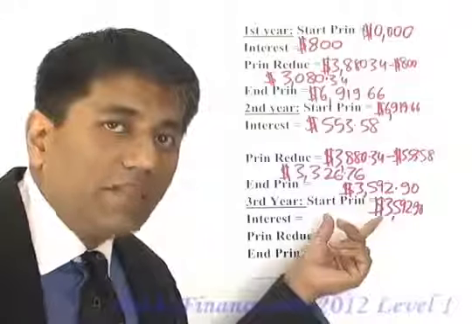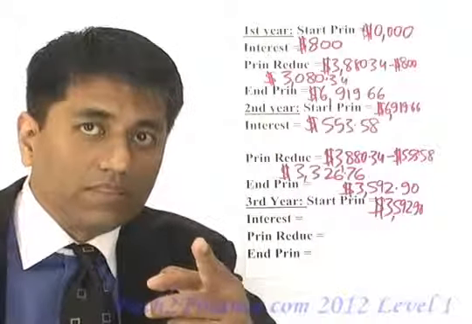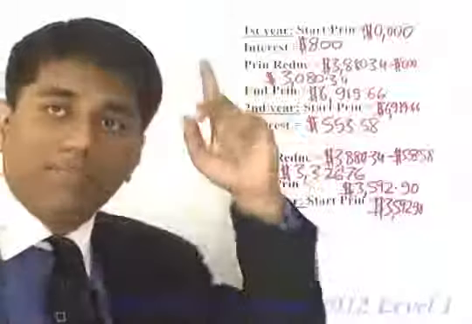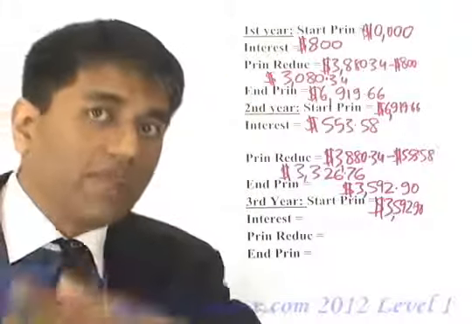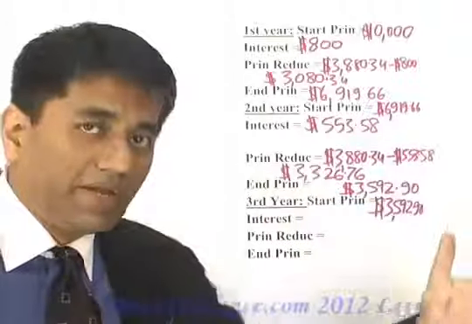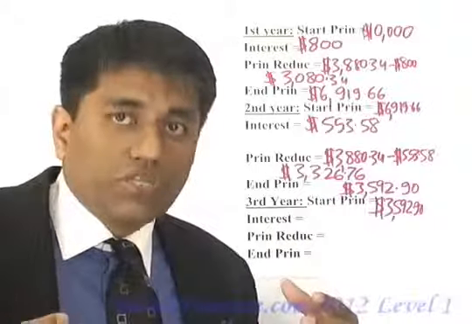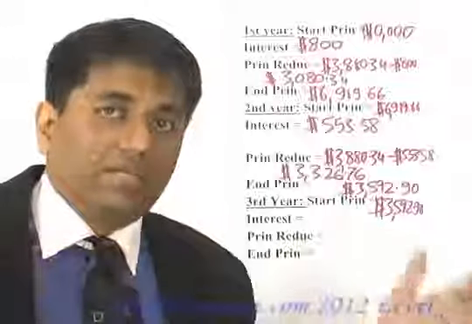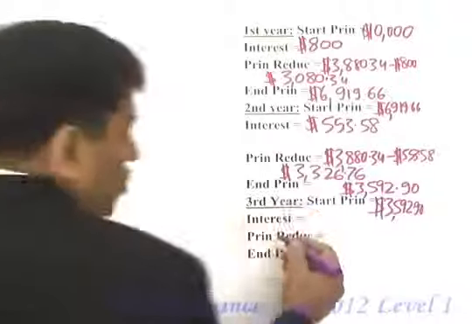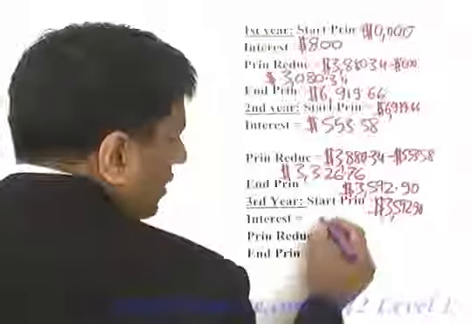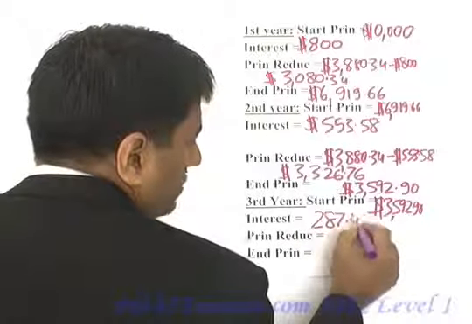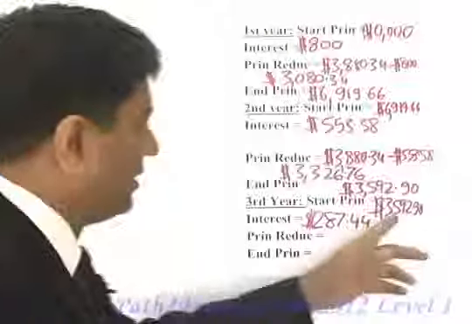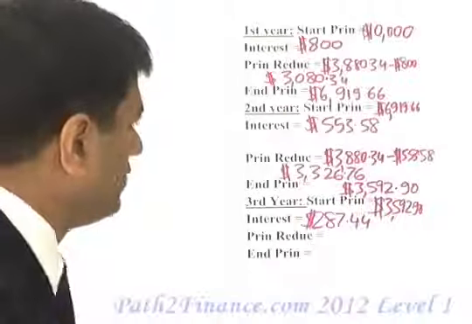And on this starting principal, the interest for the third period will be calculated. So that will be this multiplied by 8%. The interest rate remains at 8% for all the 3 periods. That is what the loan was given at those terms, that the borrower will have to pay 8% on the outstanding principal as long as there is any outstanding principal. So the interest would be 287.44. That is, multiply this by 8% gives you 287.44.